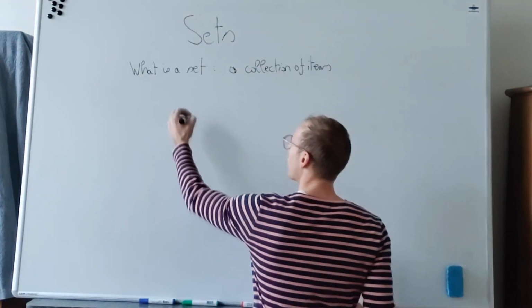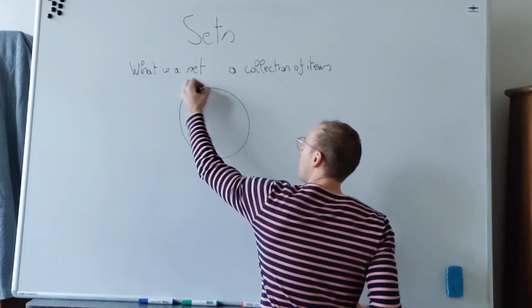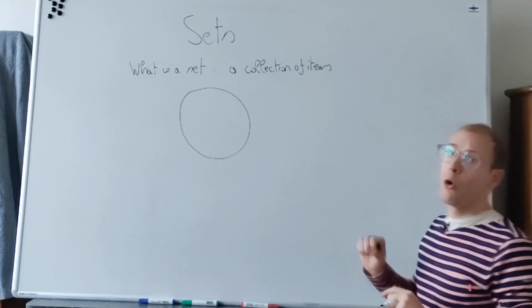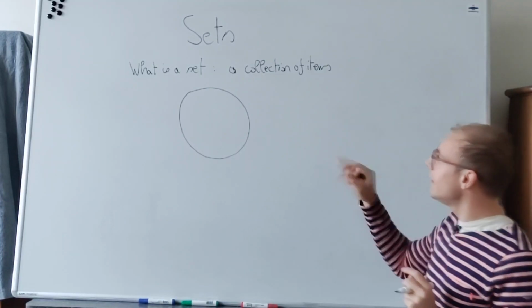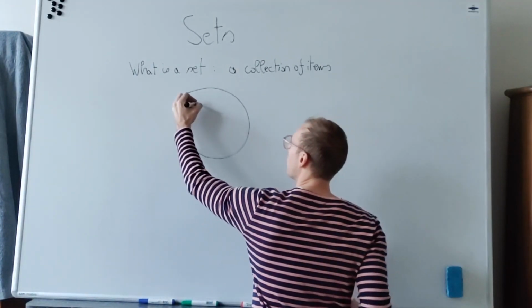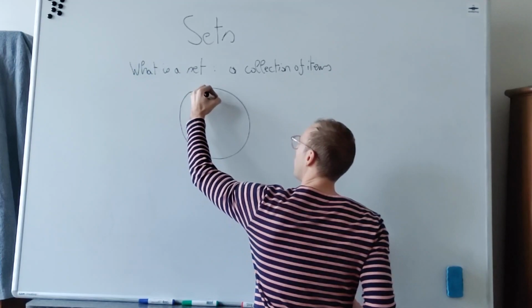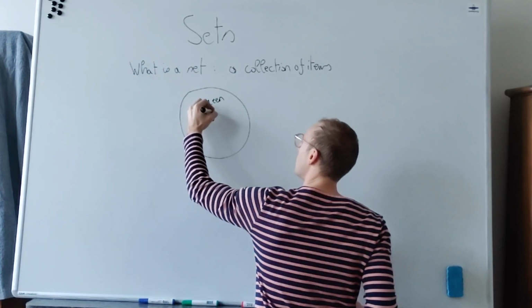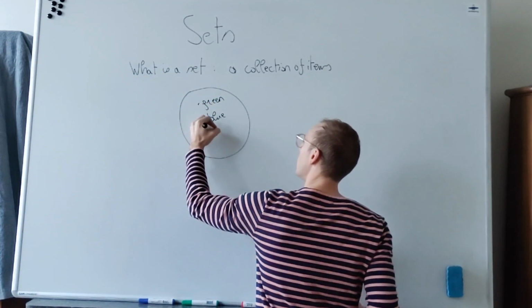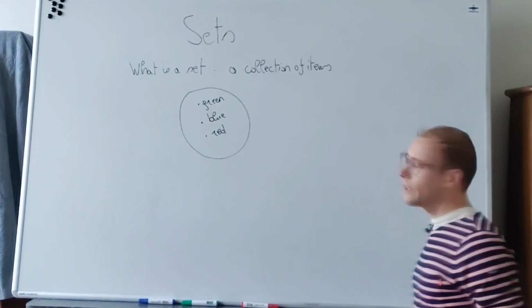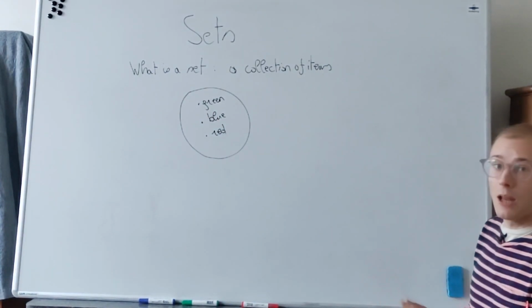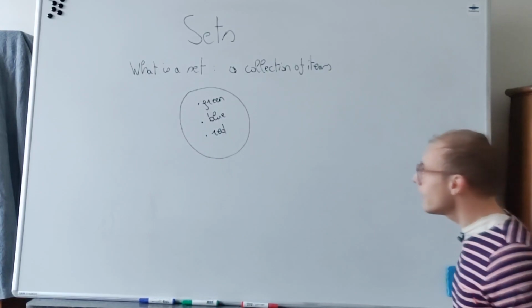Well, what can I do? I can draw a circle or a bag, and I can just put some items, or as we call them, elements, inside this set. For example, I can put the elements green, blue, and red in this set. So this is just a set with 3 elements: green, blue, and red.